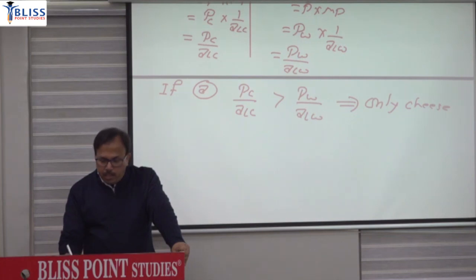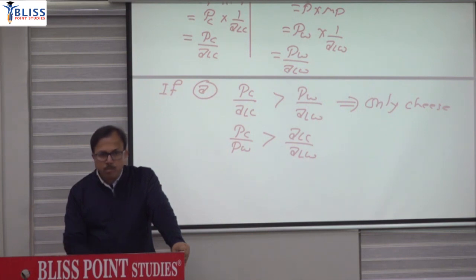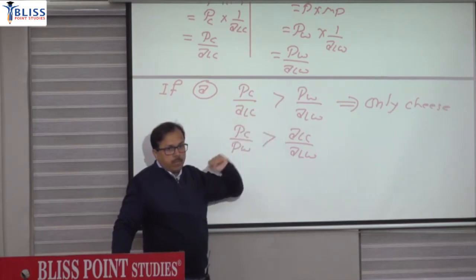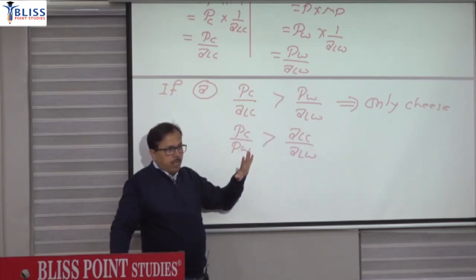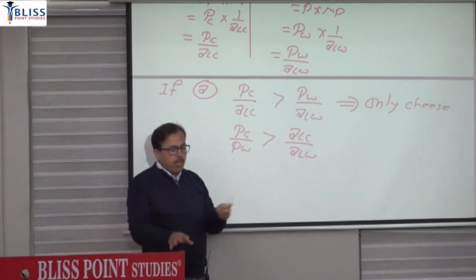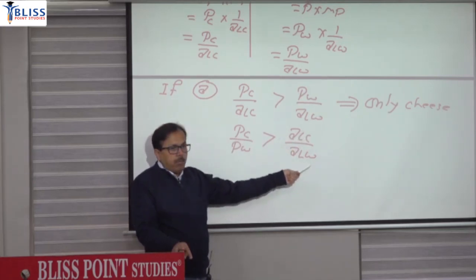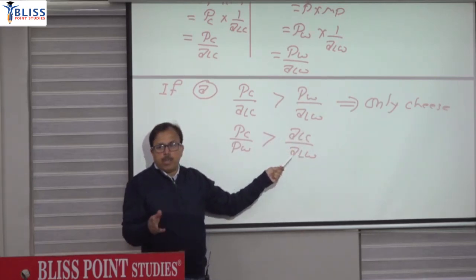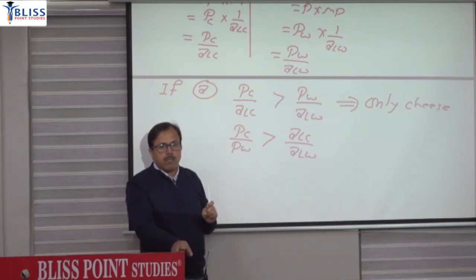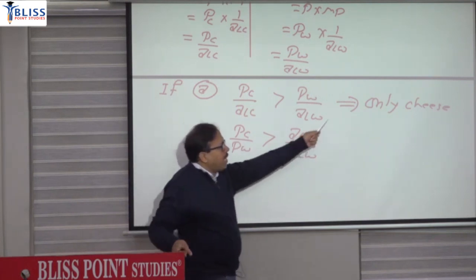You can write the same thing in this way also. PC upon PW greater than ALC by ALW. Can it be written in this form? Write PW here, ALC here. Same equation. Now what is this number? Pay attention now, you are coming to the first concept. What is ALC by ALW? ALC by ALW is nothing but the opportunity cost of cheese. And what is PC by PW? Relative price of cheese.